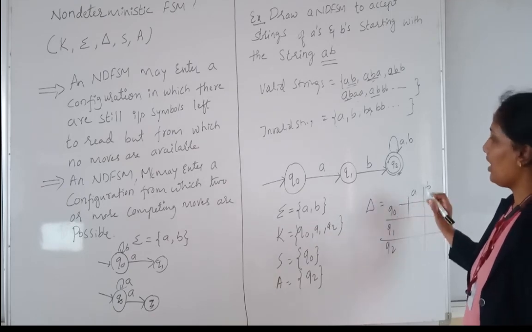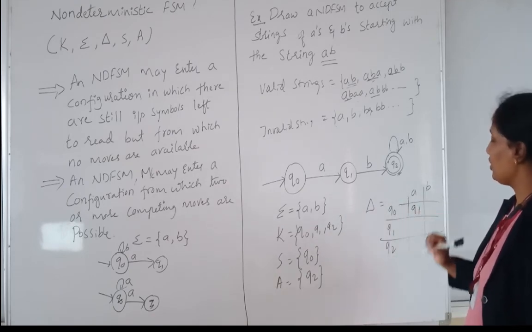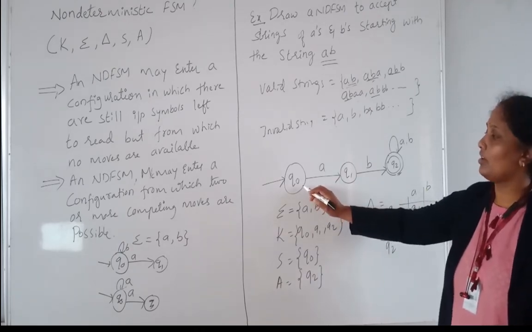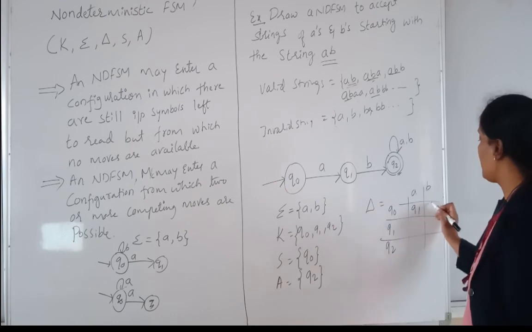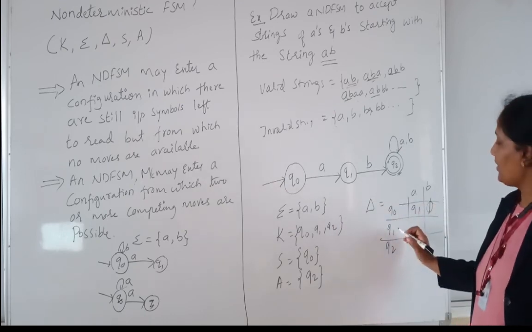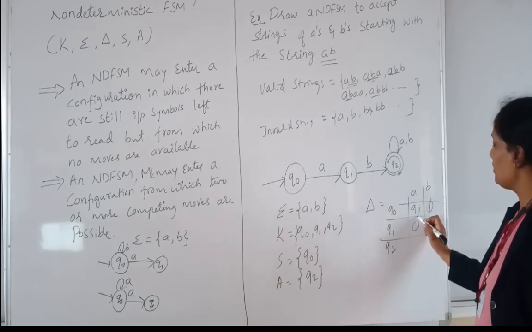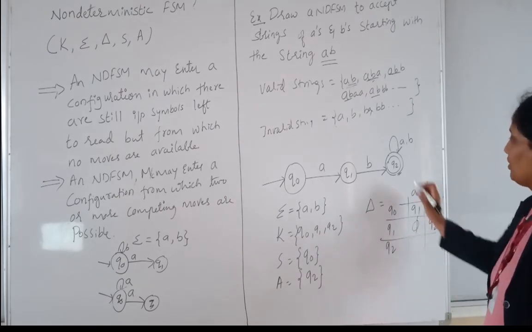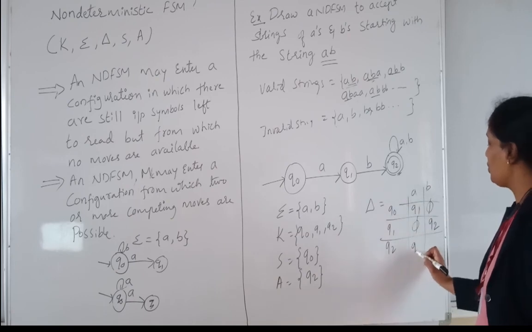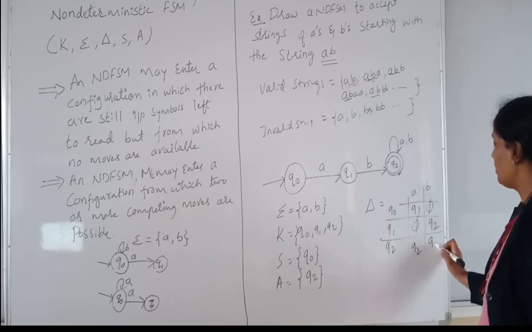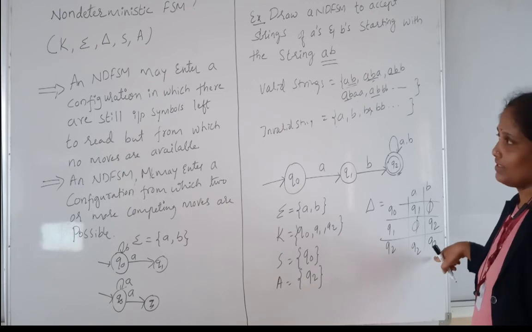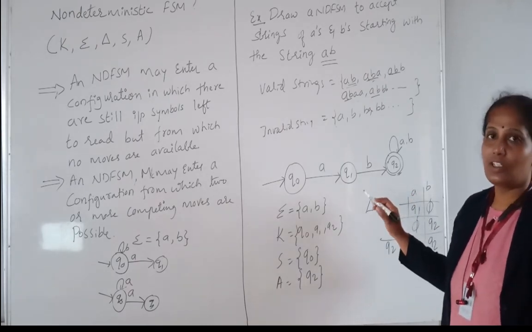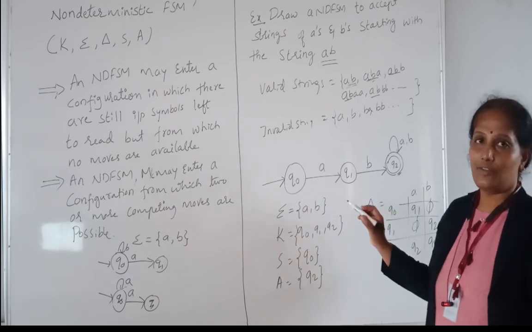Next, Q0 on A, I move to Q1. Q0 on B, there is no transition for B from the Q0 state, so I will write null. Next, Q1 on A, no transition, I will write null. Q1 on B, I change my state to Q2. Next, Q2 on A, I remain in the same state, Q2, and for B also I remain in the same state. So construction of an NDFSM is easy compared to the DFSM.